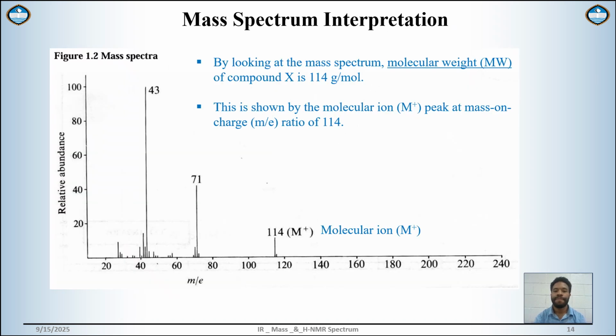Mass spectrum interpretation. By looking at the mass spectrum, the molecular weight of compound X is 114 grams per mole. This is shown by the molecular ion M+ peak at a mass-to-charge ratio of 114.